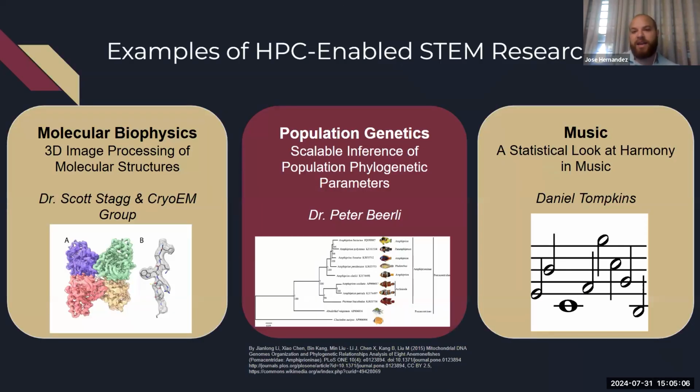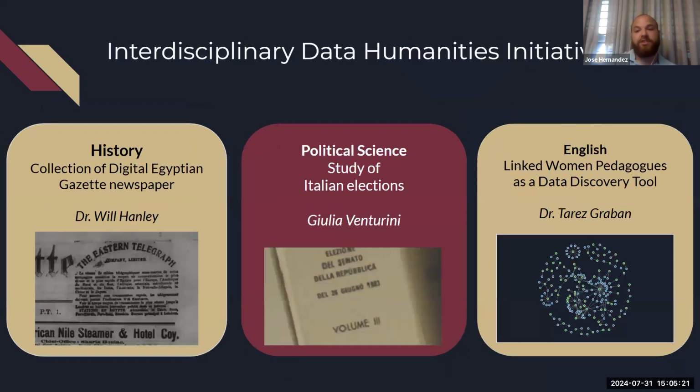We've had HPC enabled research throughout campus. So here you see 3 examples: molecular biophysics, population genetics, music, right? These are actual research groups we have on campus. We also have some specific to digital humanities, so history, political science, English, right? And these are all either high hosting or we're trying to actually parse and do some data discovery through them.